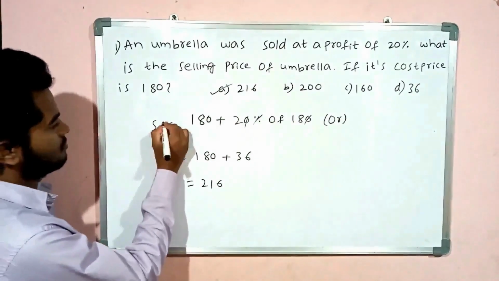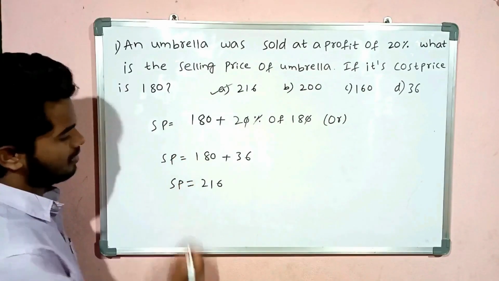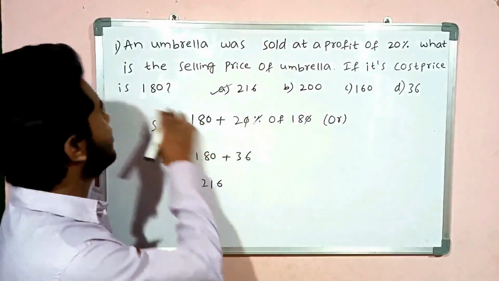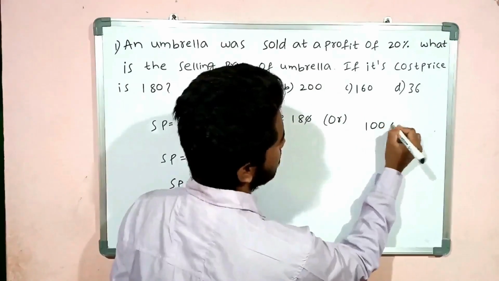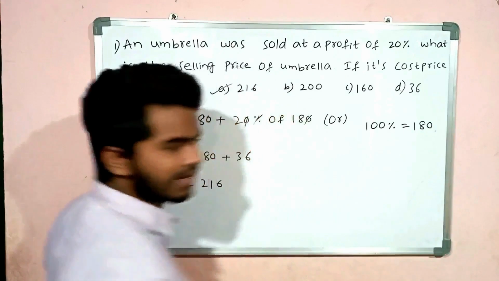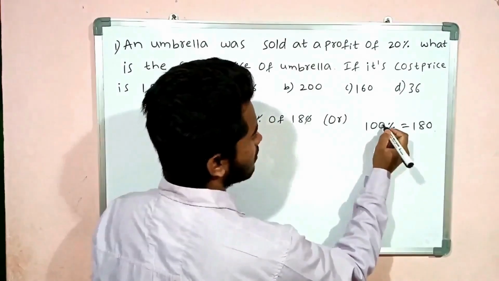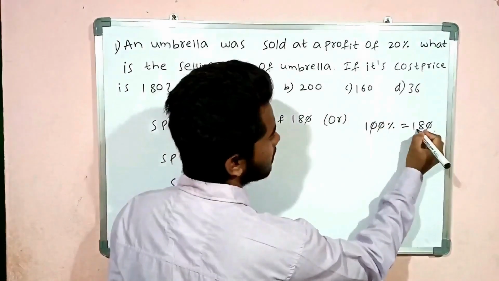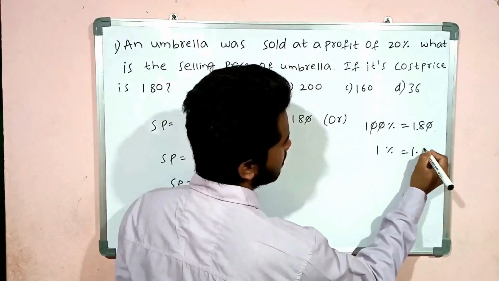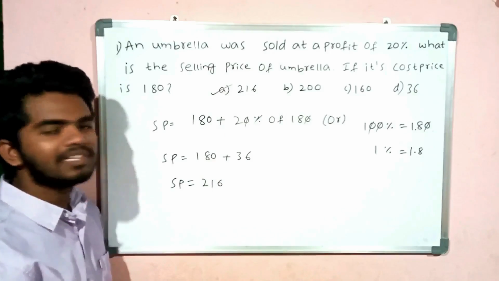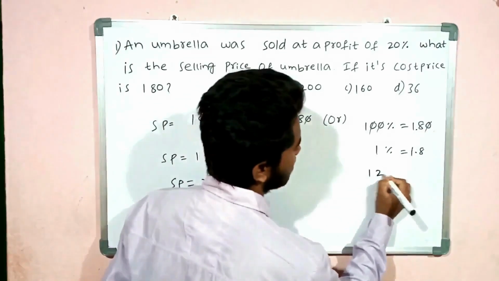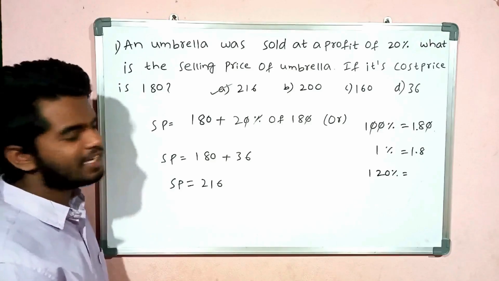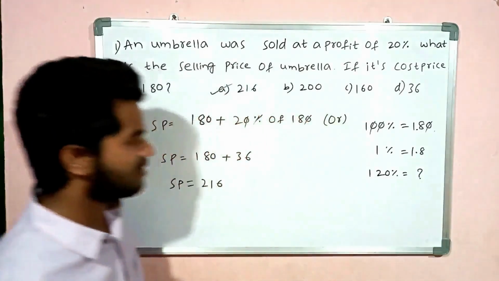Or selling price equal to 216. Or cost price is 180, 100% equal to 180. 0, 0 cancel. 10% is equal to 18. 1% equal to 1.8. 100% plus 20%, 120%. 20% profit means 120% selling price equal to question mark.